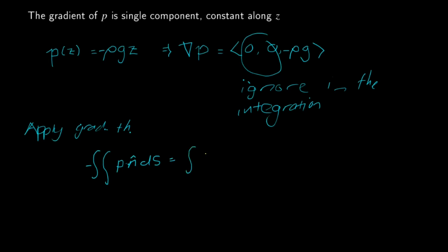So just to rewrite the equation, the surface integral of P is now the triple integral of rho g, which is the gradient of P, and we have this unit vector k, to denote the z component of the vector. So what we have here is k is the unit vector pointing upward along the z-axis.